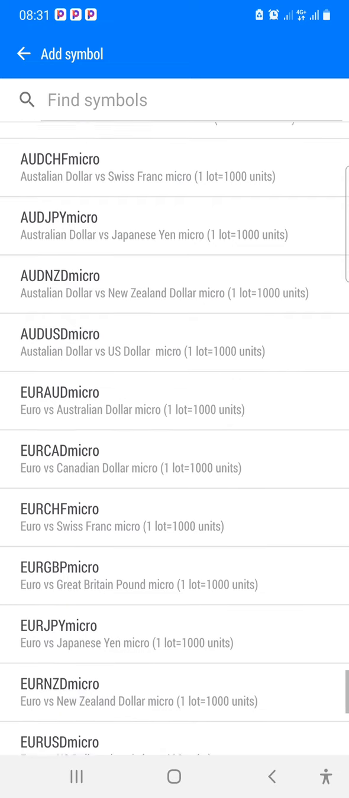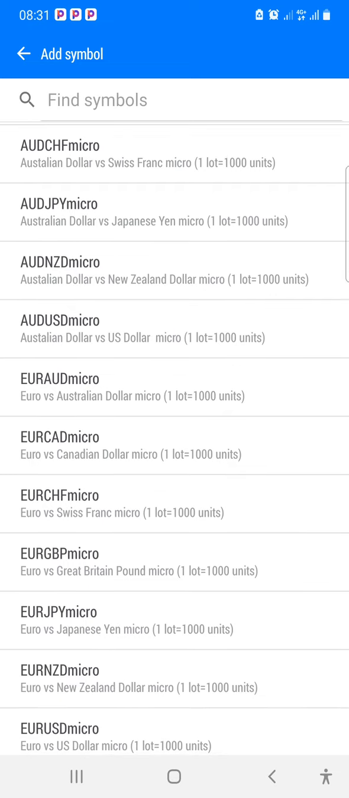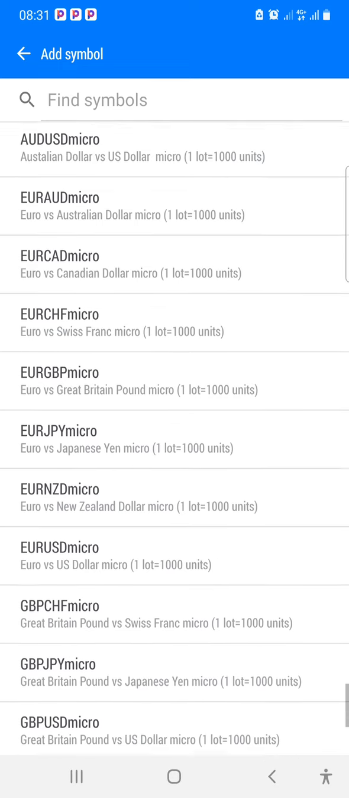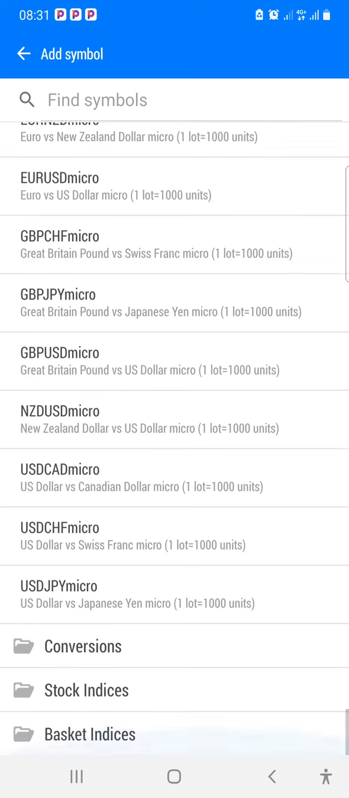This means that two lots here will be 2,000 units. It is pretty much the same calculation for the pips. 2,000 units is just 0.02. So something like that. Just take note of this one.